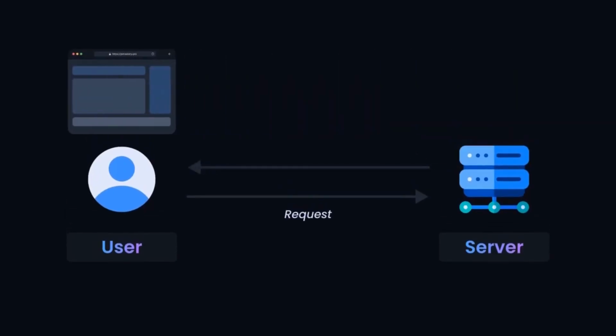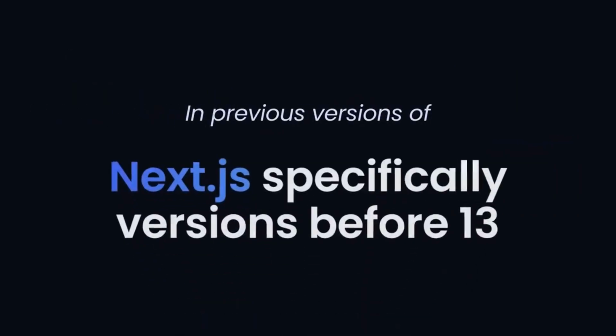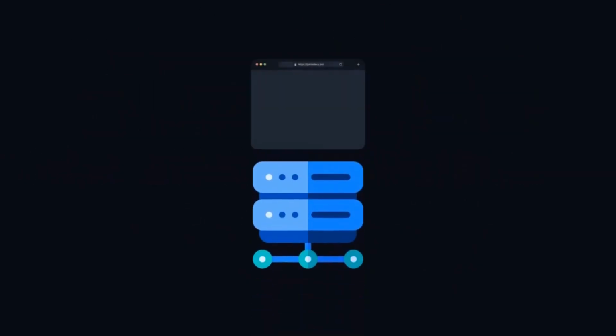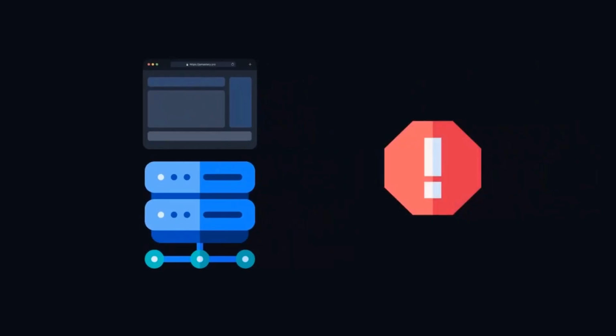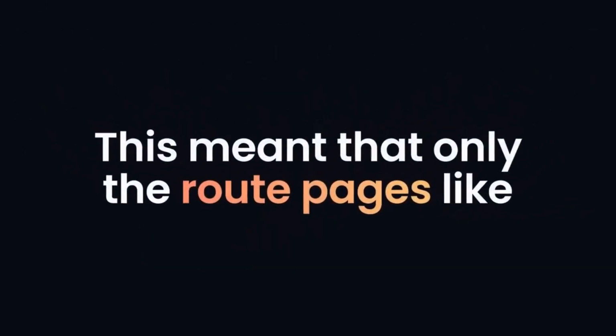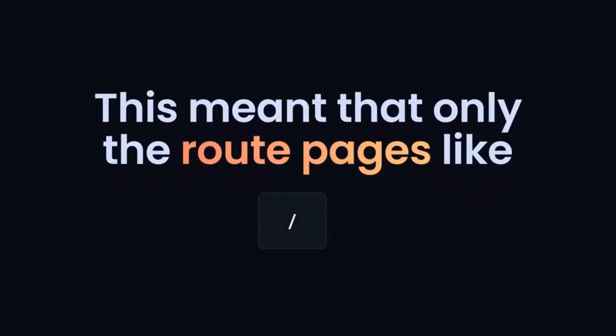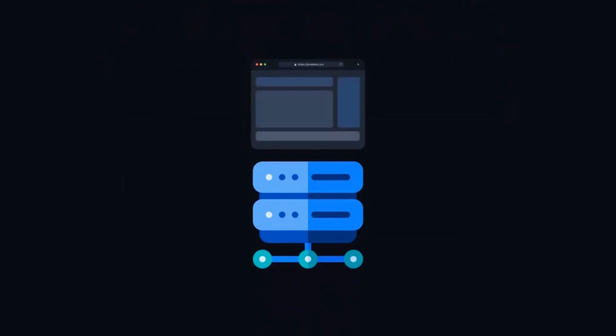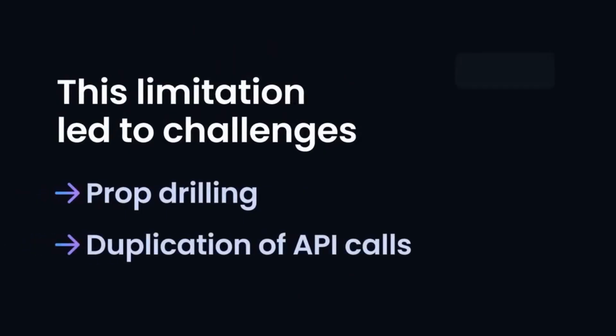In previous versions of Next.js, specifically versions before 13, we faced limitations where server-side rendering was restricted to individual pages. This meant that only the route pages like /about or /projects, and so on, could be rendered on the server side. This limitation led to challenges such as props drilling and duplication of API calls when passing data to lower level components.